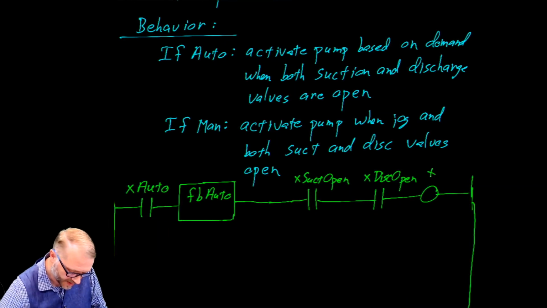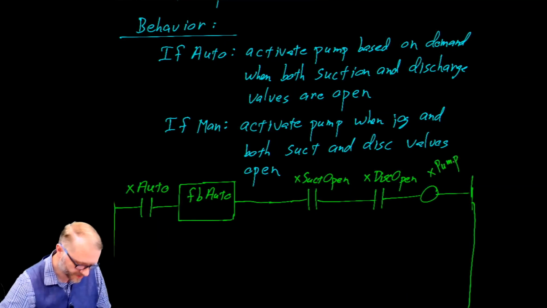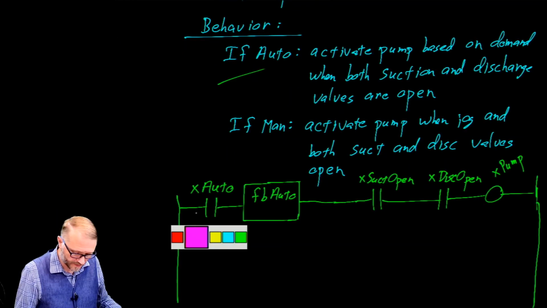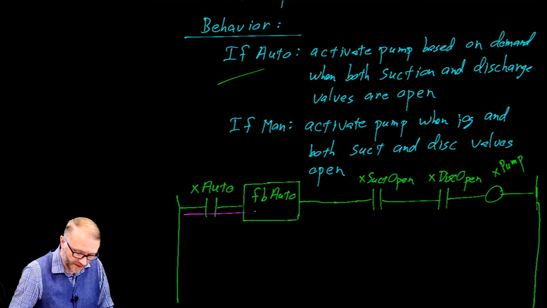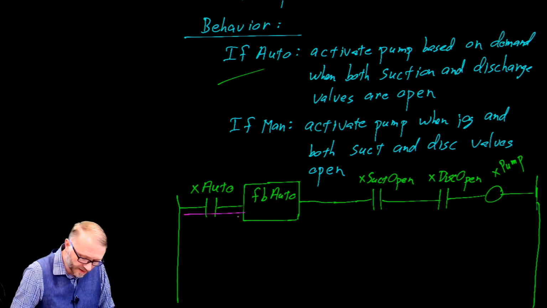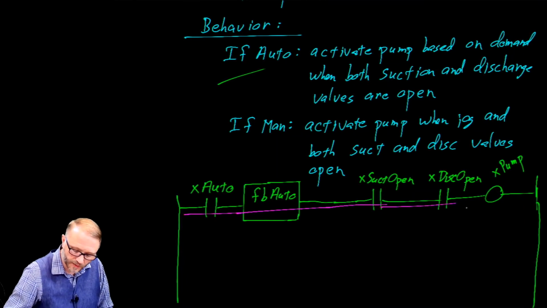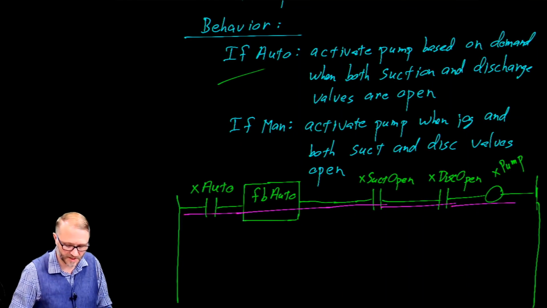So this is X, what do we call that? Pump. We'll just call it Boolean pump. If we're in auto, this evaluates true. If the function block demands, this will evaluate true. If the suction valve is open and the discharge valve is open, we will turn on the pump. This entire rung will evaluate as true.